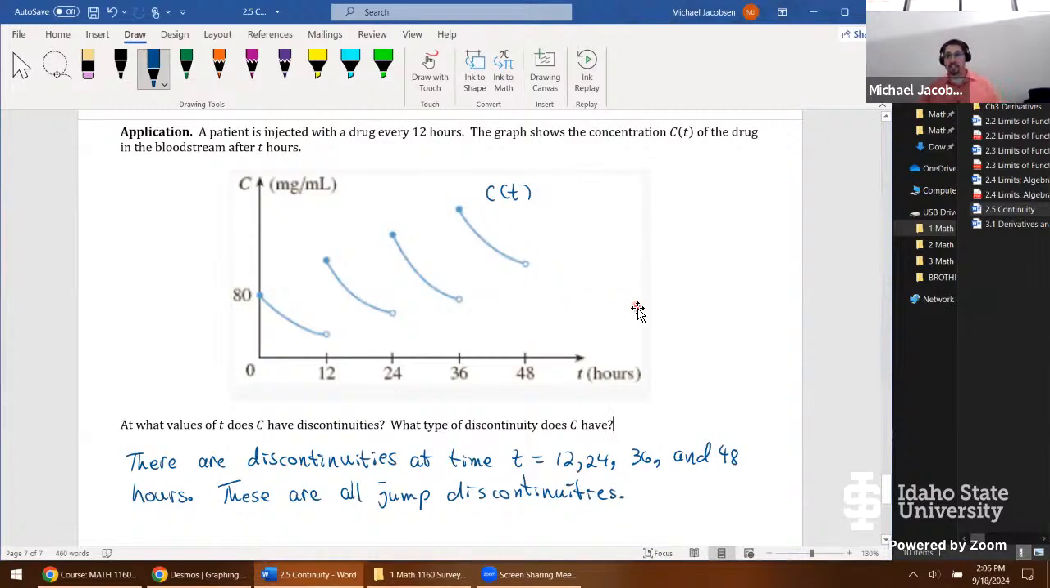This is just a different way to see a graph in an applied setting, what it might look like. And there's a lot going on with this. When it says the graph shows the concentration, C of T, of the drug, this is really just a model of what the concentration would be in the person's body for whatever that drug would be. It may not be true that this is the most accurate graph. Maybe something more accurate could have been something along these lines.